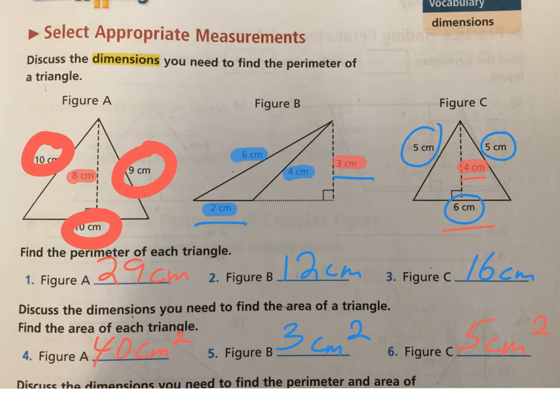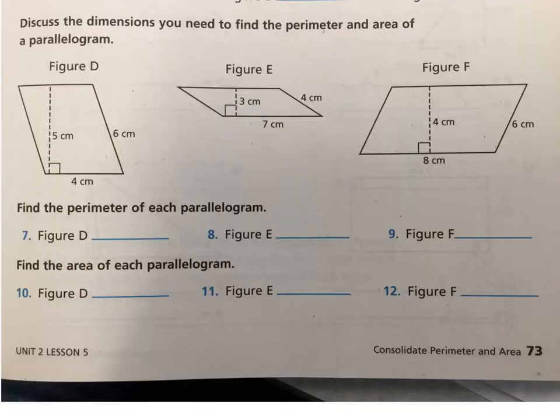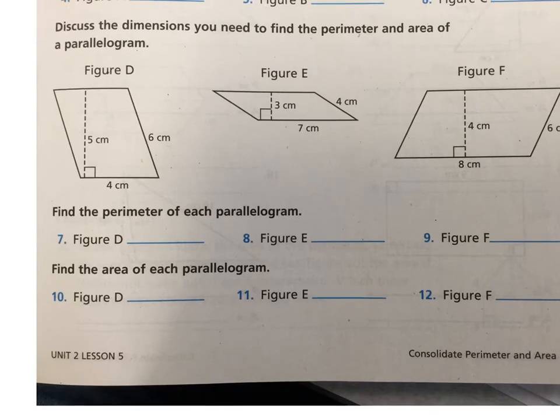All right, let's look at the bottom of the page. Now we're looking at parallelograms. Same thing, find the perimeter of each parallelogram and find the area of each parallelogram. The difference with parallelograms, they don't have all the sides labeled, but we'll look at figure D here together. If 6 is the length on this side, then 6 centimeters is the opposite side. If 4 is the bottom side, the base, then the top opposite side is also 4.